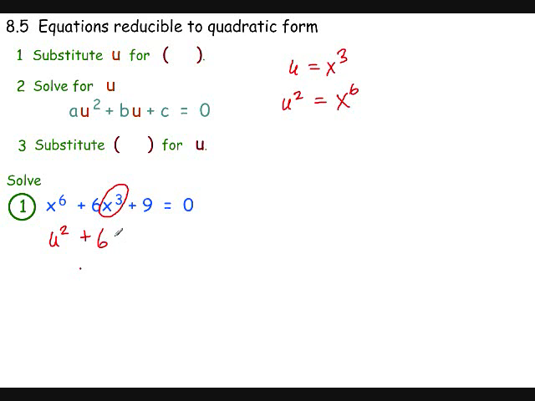So for x to the 6th power, we're going to put in u squared plus 6u, right? We're using u's now. I'm not going to use x's because if we use the u's, we can get down to the form we're so familiar with, the quadratic form. Plus 9 equals 0. Okay, let's try factoring this. We know this is going to be u and this is going to be u. I need 2 factors of positive 9, which when I add them together will give me 6.